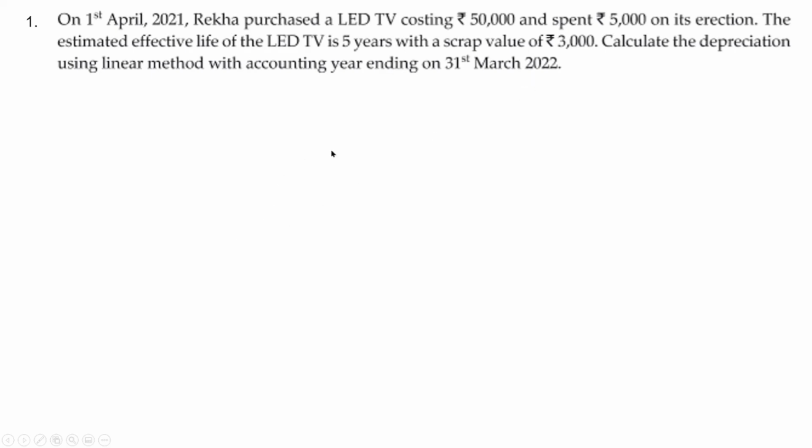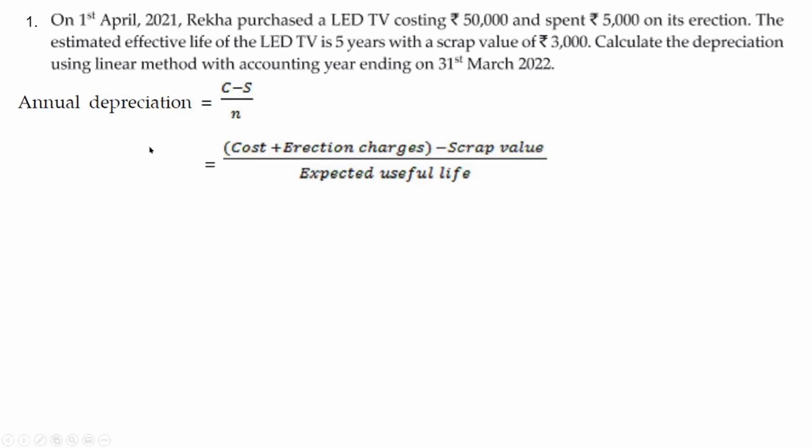So we need to find the depreciation for 1 year. On 1st April 2021, she purchased the TV. We need to find the depreciation on 31st March 2022. So it is the annual depreciation that we have to find. The cost is given as 50,000 and additional expenses spent for installation are 5,000. The useful life of the TV is 5 years and scrap value is 3,000. Using all this information, we can find the annual depreciation.